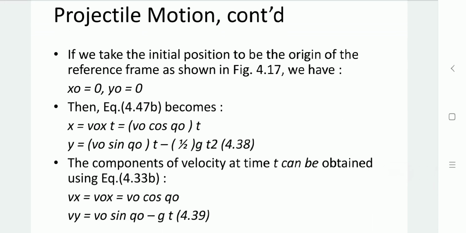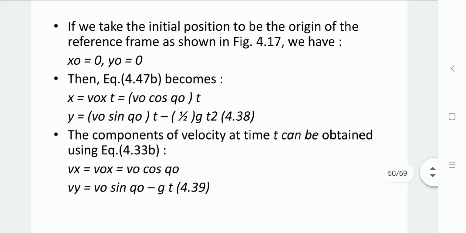Now if we take the initial position at the origin, the x and y components are 0, so x0 is 0 and y0 is 0. The equations can then be treated as x equals v0x t, that is v0 cos theta 0 t, and the y component is v0 sin theta 0 t minus 1/2 g t squared, where a is replaced by minus g.